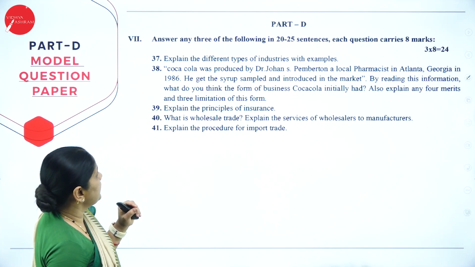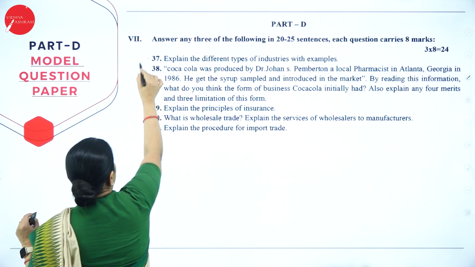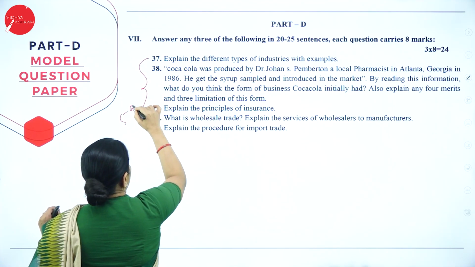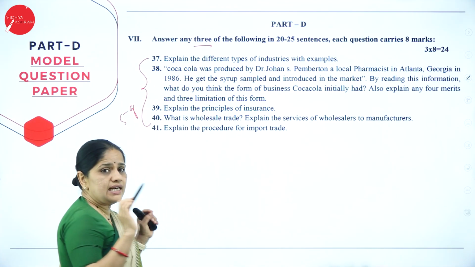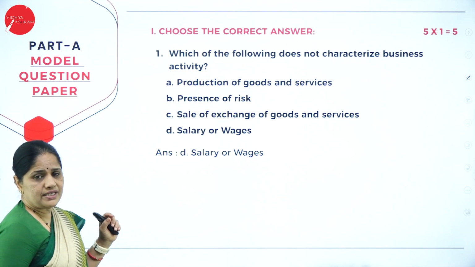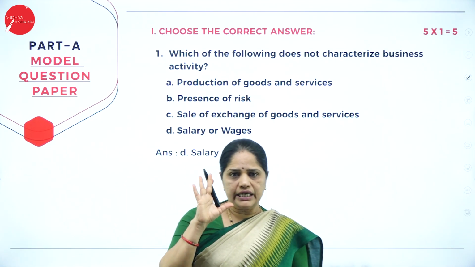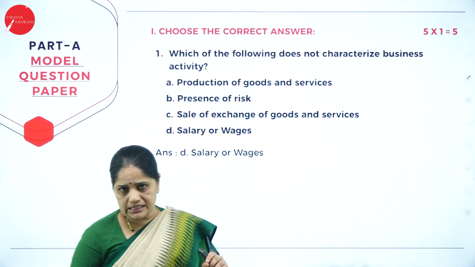Then part D, again you will be having 8 marks questions. So there will be 5 questions. Out of this, you have to answer any 3 of the questions. Now, let us see the first question. Choose the correct answer. So these are MCQs. There will be 5 MCQs. So no choice in the MCQ.